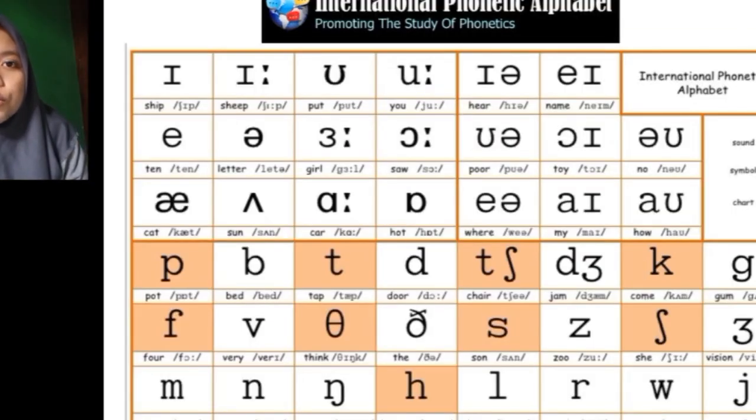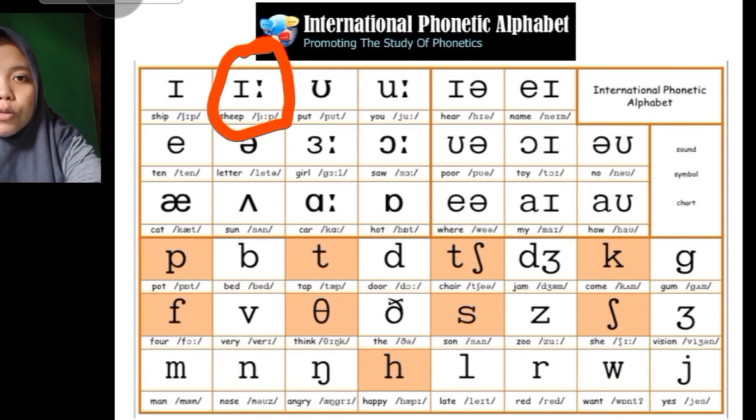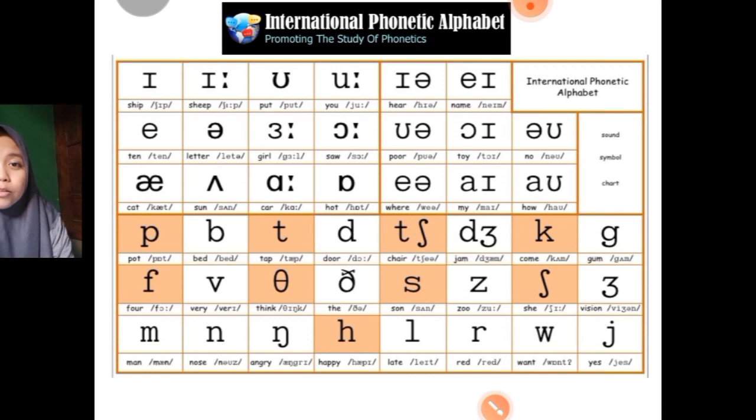A vowel with 2 dots after it means this is a long vowel, so you need to produce a longer sound for this vowel. A vowel without 2 dots means it is a short vowel, so you don't need to produce a longer sound. Okay, I'm going to start with the short vowels.